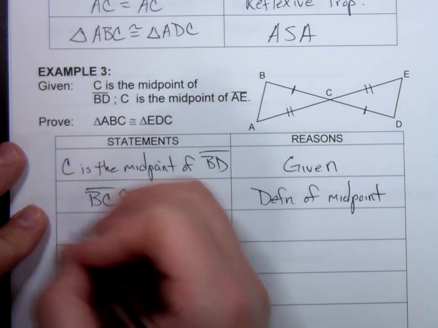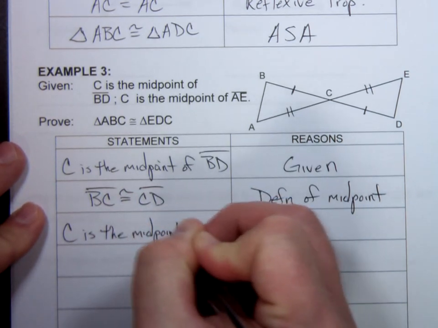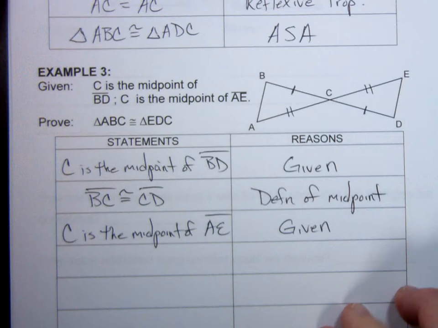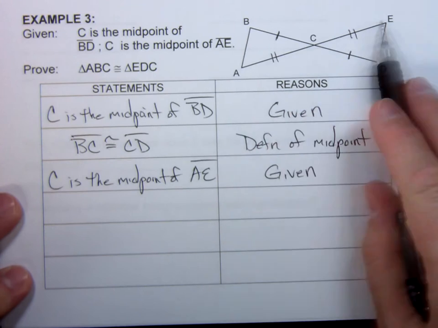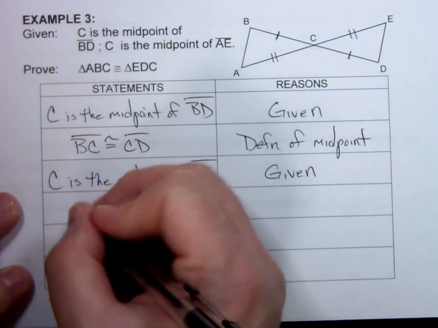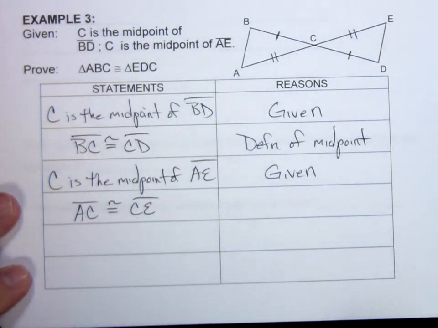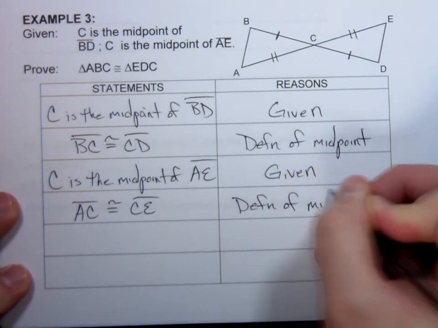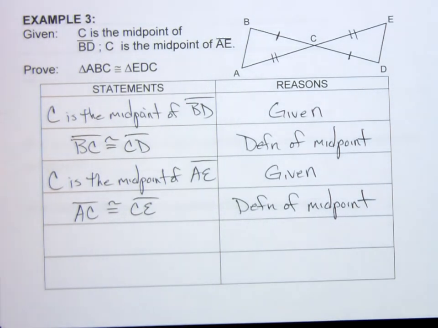Alright, I'll go with the next given. C is the midpoint of line segment AE because it was given. And as soon as I read that piece of given information, I knew AC and CE were going to be congruent. Those two segments are congruent, and it's for the same reason I knew the other pair was congruent. It was based on the definition of midpoint. Now I've got two congruences, but I need three, and I don't have any more given information, so I got to get it from the picture.